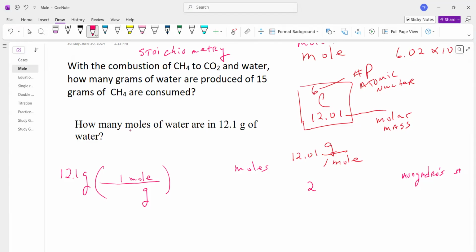1.01. And we have 2 of them. All right. What about oxygen? We have 1 of them. And what's the molar mass of oxygen? Yeah, it's 16. So if you have a handy periodic table, you might want to whip it out.